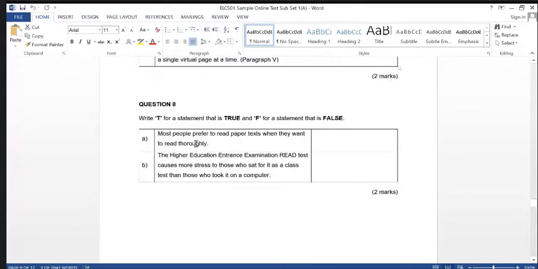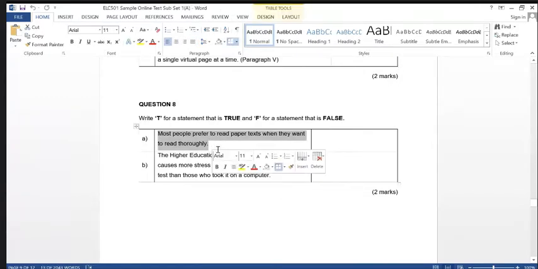Question 8. Of course, I do not teach you how to answer true and false questions, but let me tell you what the challenge is here. If you search from the first line till the last line of the text, you will not find an identical sentence like this. You will not find a sentence that reads, most people prefer to read paper text when they want to read thoroughly. But definitely you will find a sentence that has the exact same meaning as this.